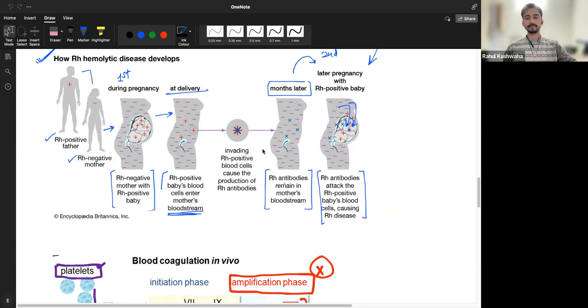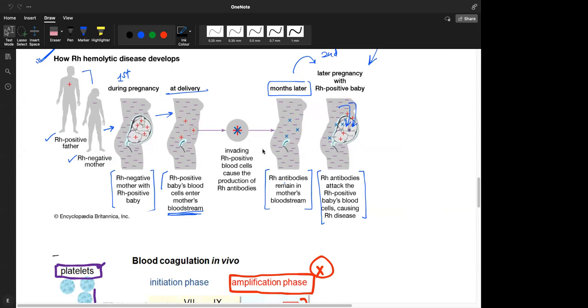In this scenario, the father is Rh positive and the mother is Rh negative. During the first pregnancy, the fetus is Rh positive. So during the delivery, when the baby comes out of the body, the placenta will rupture, and a few blood cells of that fetus get mixed in the mother's body. So now the mother's body will make anti-Rh antibody, and within a few days it will kill that antigen.